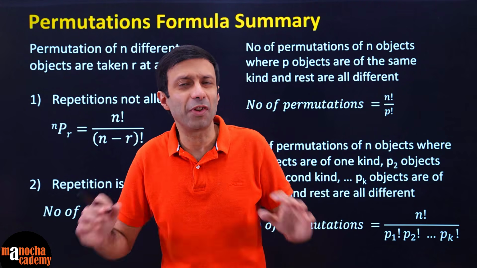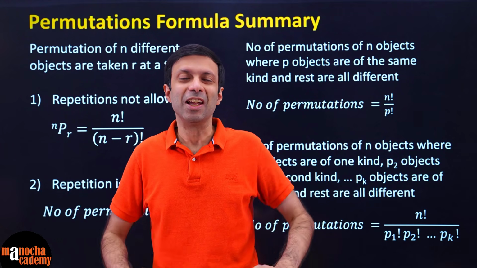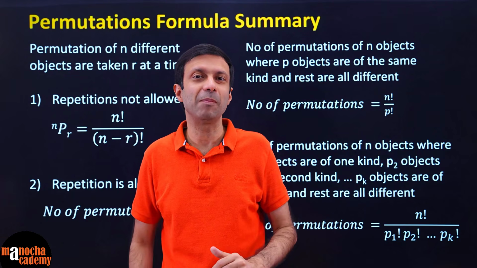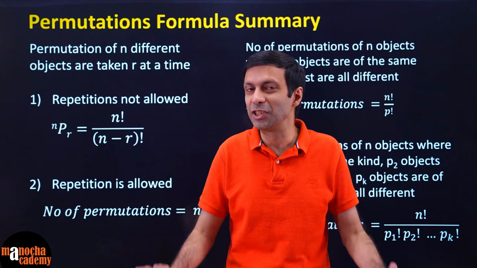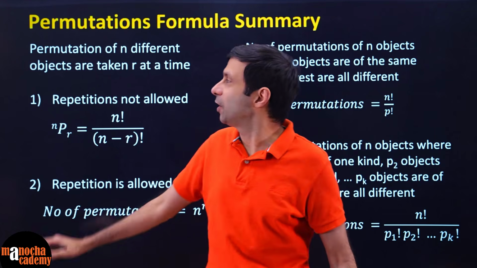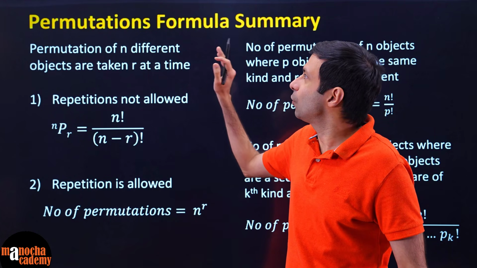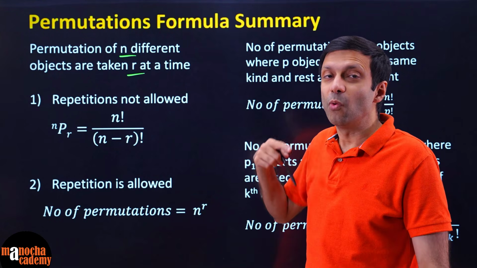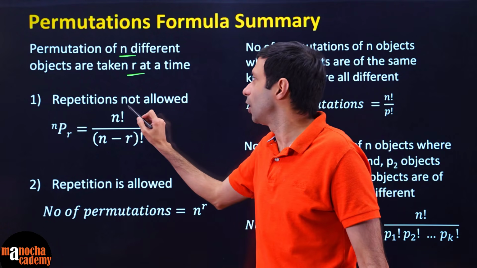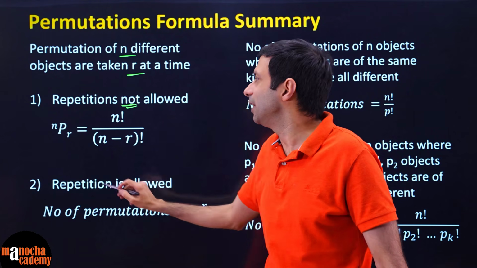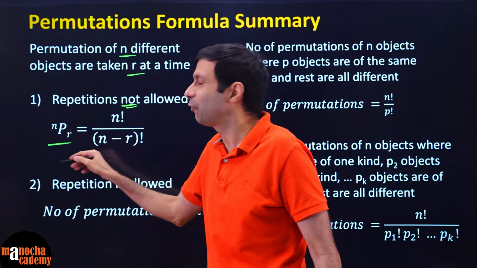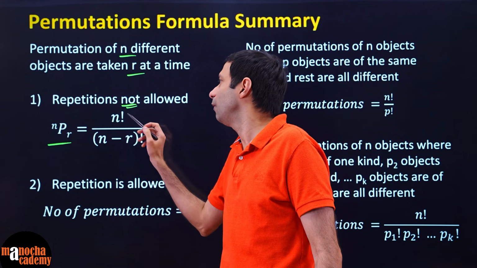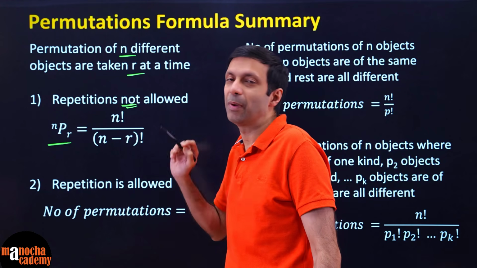So we have done lots of different cases and lots of different formulas. To make it easy, let me summarize it for you. I want you to pick up your pen and paper and write down this full summary sheet. So what did we talk about? Permutations of n different objects taken r at a time. Remember, when repetitions are not allowed, it is denoted as nPr. This is that famous permutation notation or formula. nPr is basically n factorial divided by n minus r factorial.